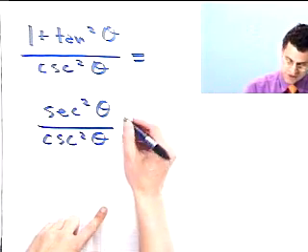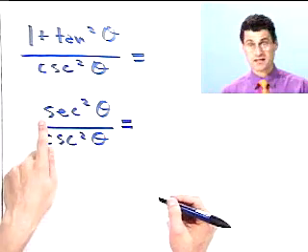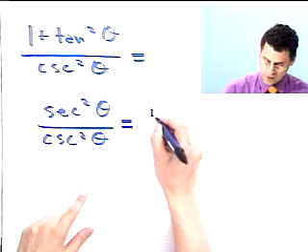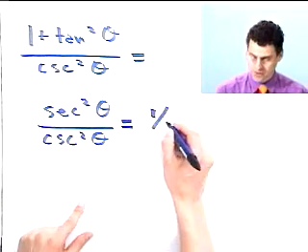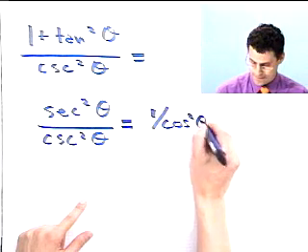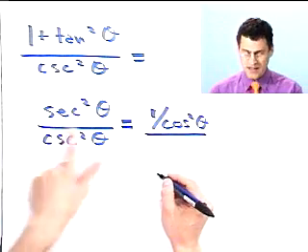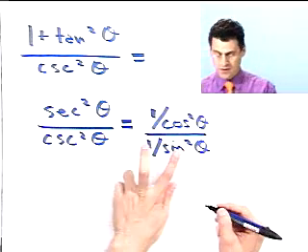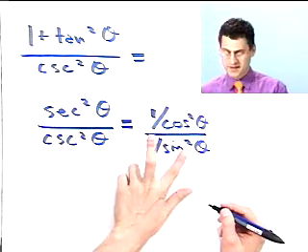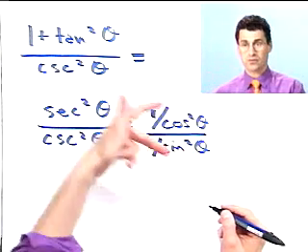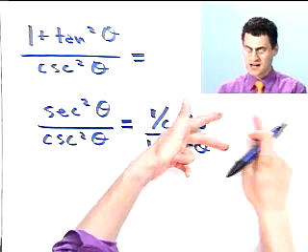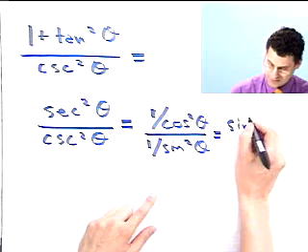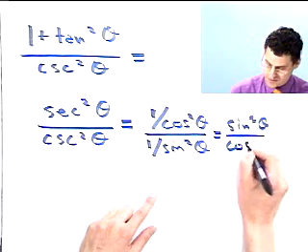So if I were to translate all these things into sines and cosines, what would I see? Well, secant squared is just the same thing as 1 over what? Well, it would be cosine squared theta. And cosecant squared is just 1 over sine squared theta. Now, you've got to be careful here. What happens when I invert and multiply? The 1 over sine squared becomes sine squared over 1. Whoop. So I see the sine squared on top and the cosine squared on the bottom. This is just sine squared theta over cosine squared theta.